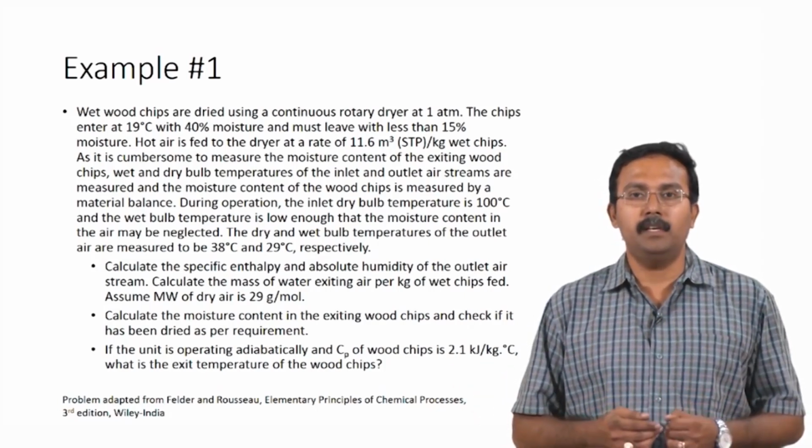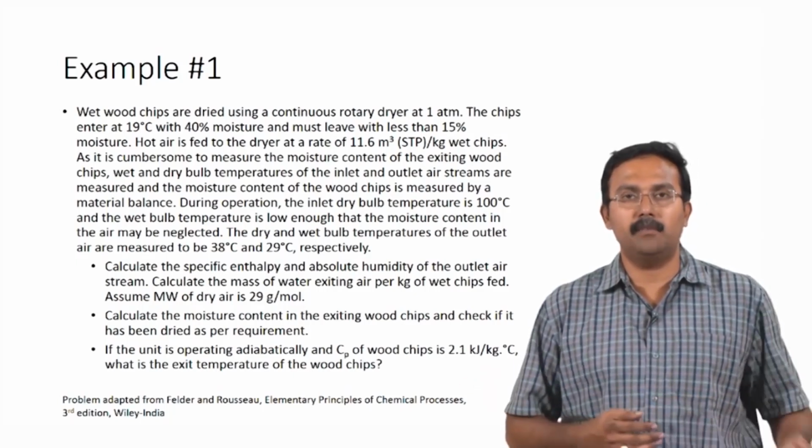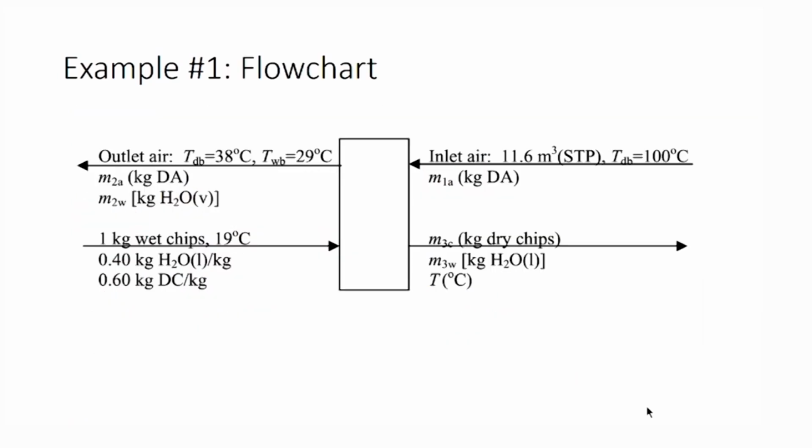So, what you have here is the wood chips entering from one side and dry air entering from the other side. The flow chart for this process would look like this. You have wet wood chips, let us say 1 kilogram of wet wood chips entering at 19 degrees Celsius and the composition is given as 0.4 kilograms of liquid water and the other 60% is dry chips, which I am just representing as DC.